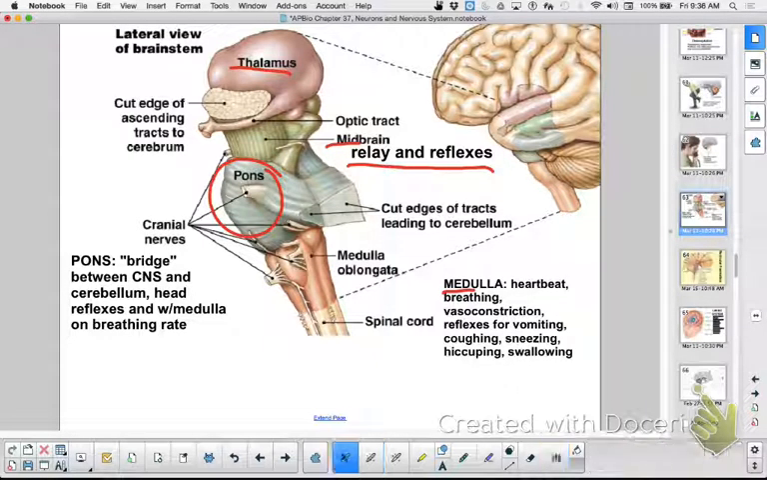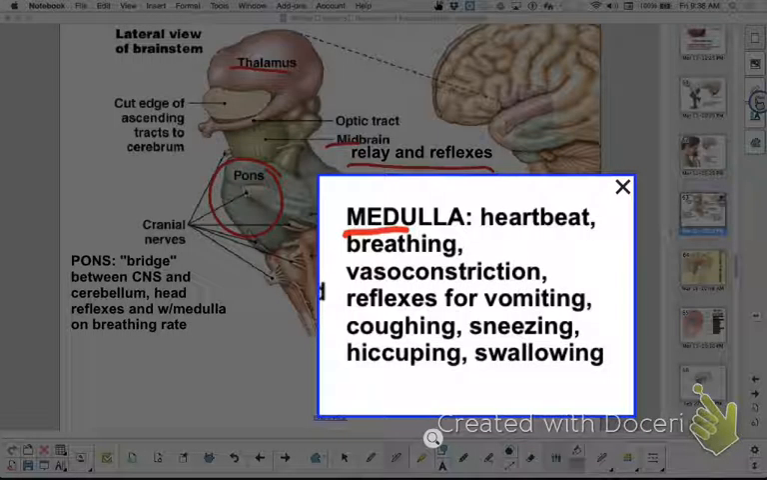I want you to see this because your medulla oblongata handles heartbeat, breathing, vasoconstriction, that would be referring to your blood vessels. Reflexes for vomiting, coughing, sneezing, hiccuping, swallowing. So next time somebody sneezes, say, bless you, medulla oblongata. Okay? So that's what's in charge of that. Sorry.